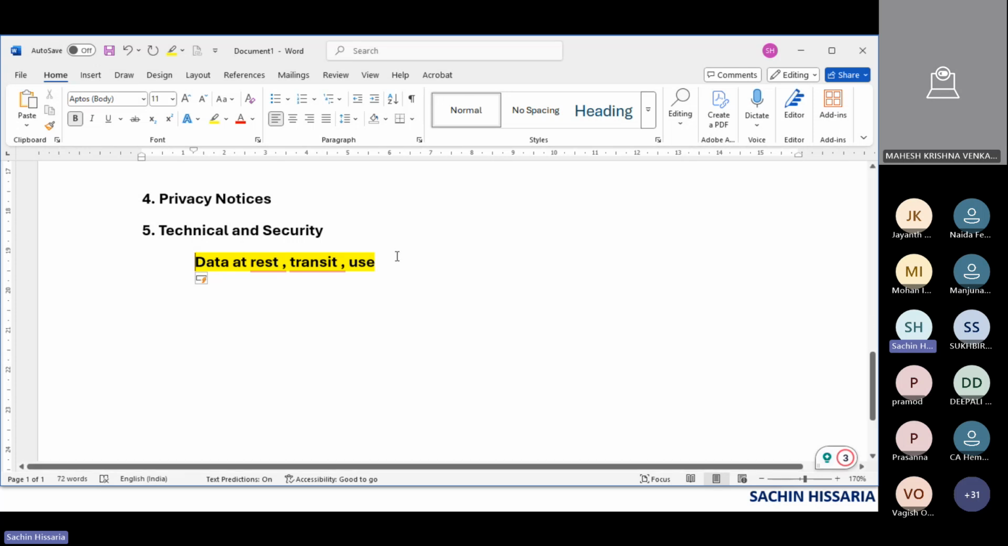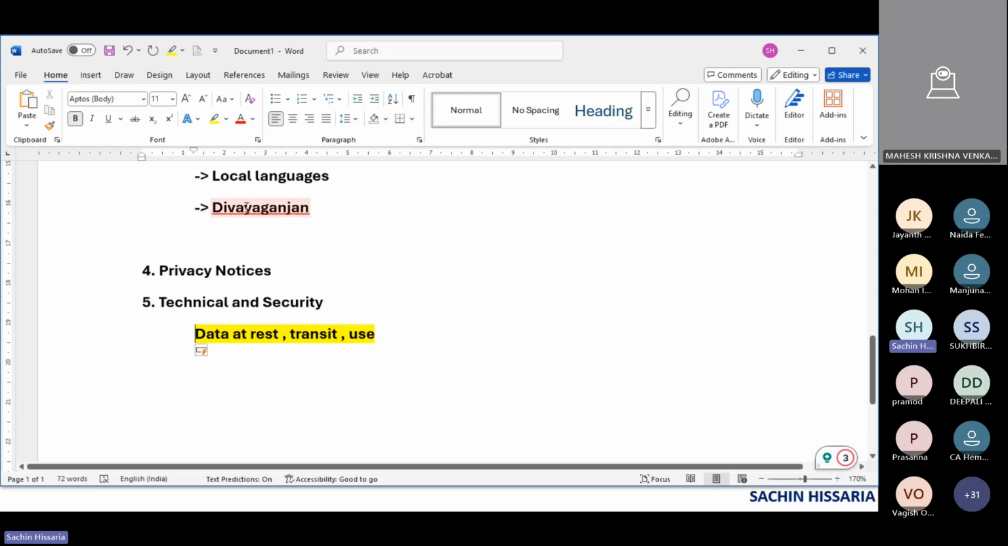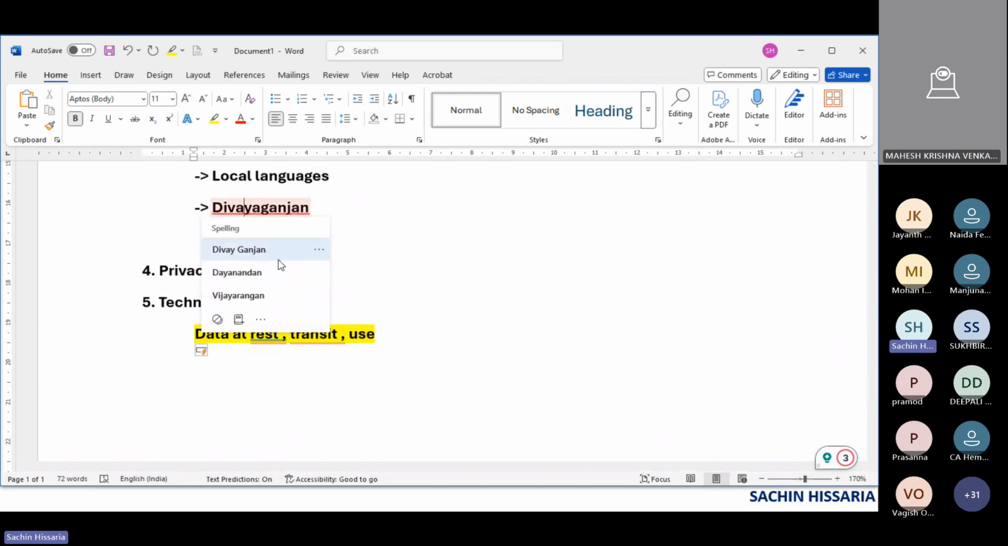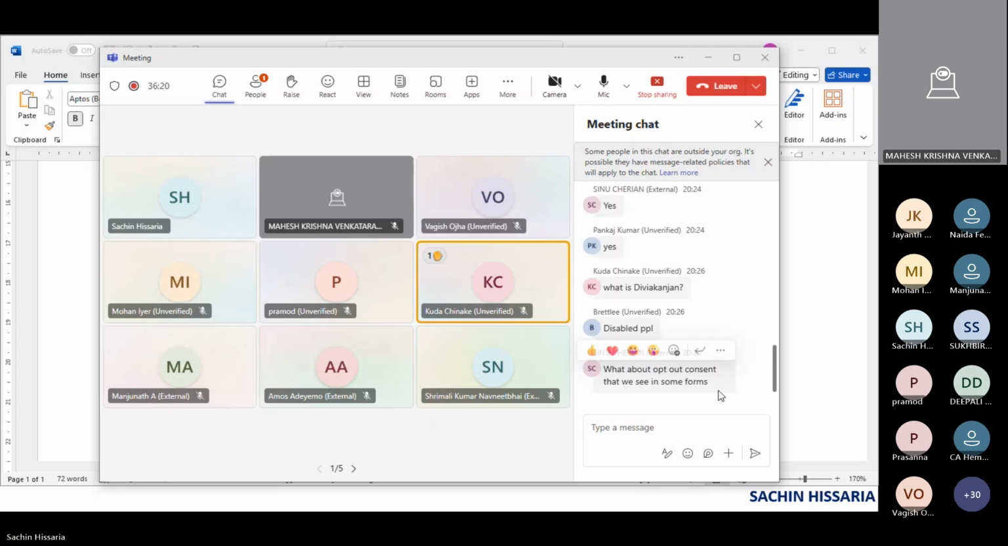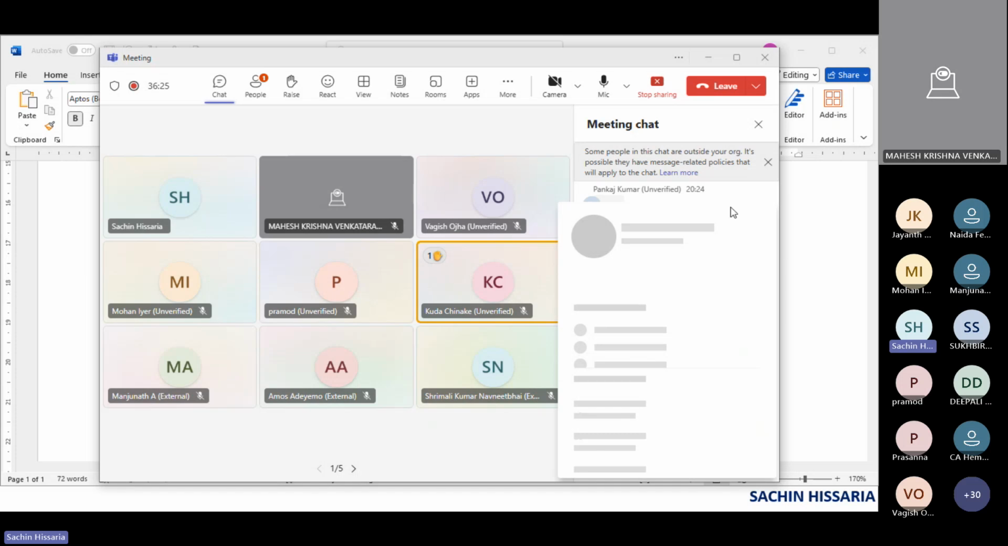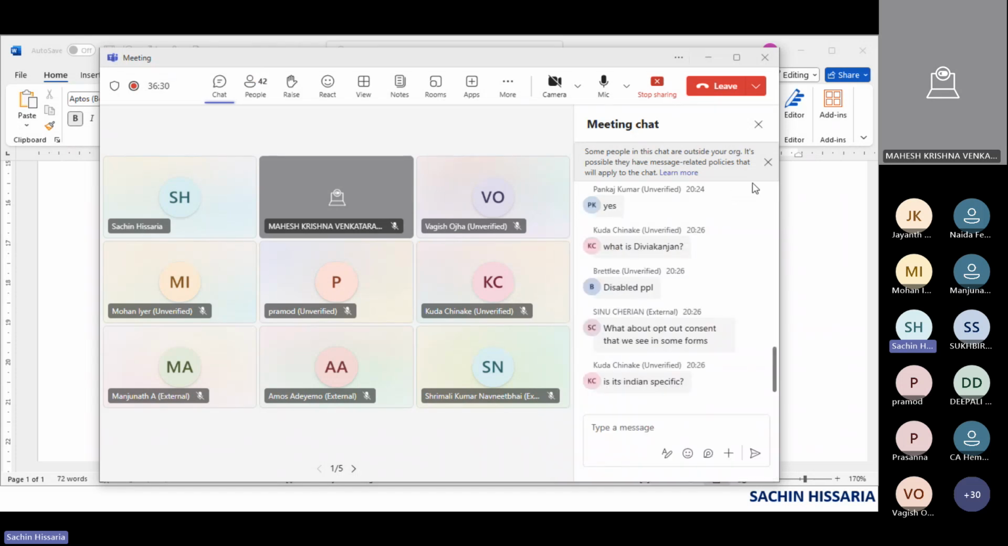Okay, so this is Divyangjan. Divyangjan is a terminology which we use for specially disabled people, like people who are not able to hear or not able to see. For that we are using the terminology Divyangjan. Perfect. Someone has raised a hand. There would be some provision to inform Divyangjan people about the consent, correct? That you are providing your consent for this particular purpose.